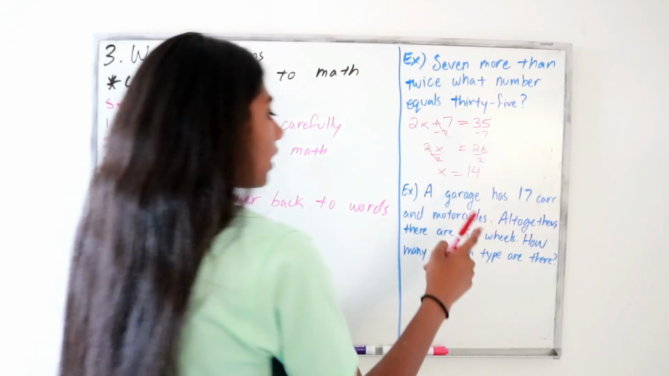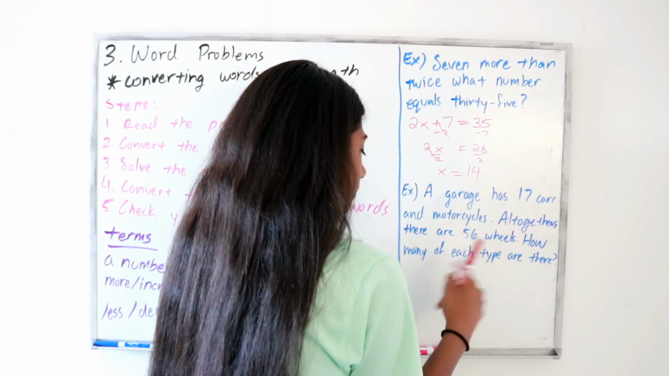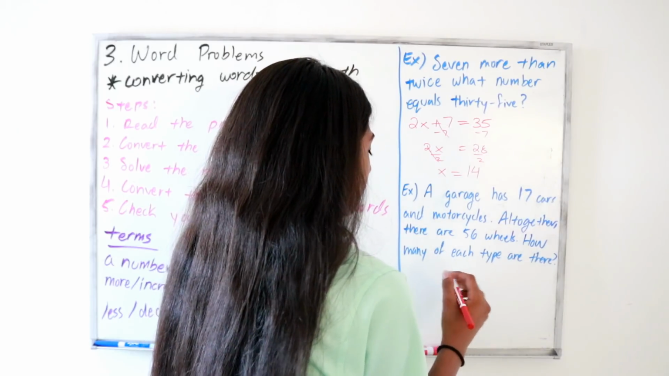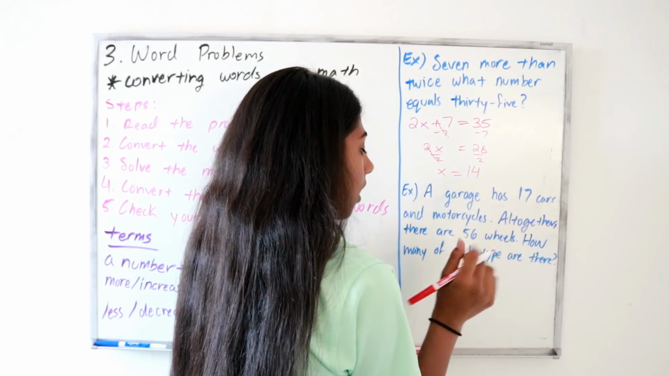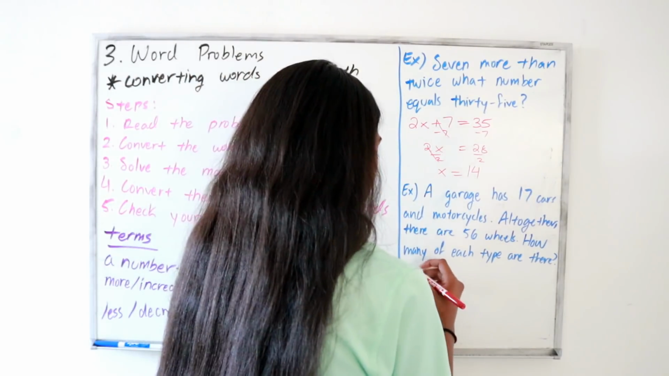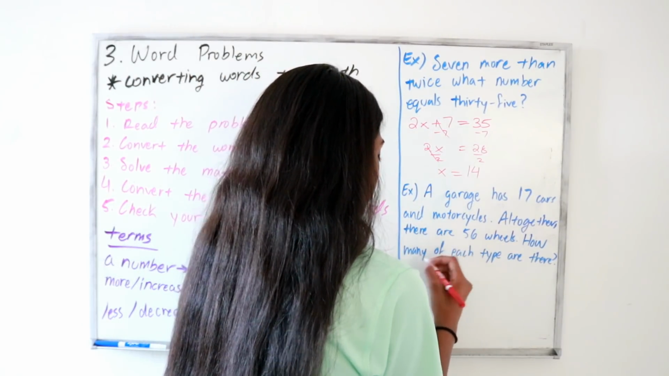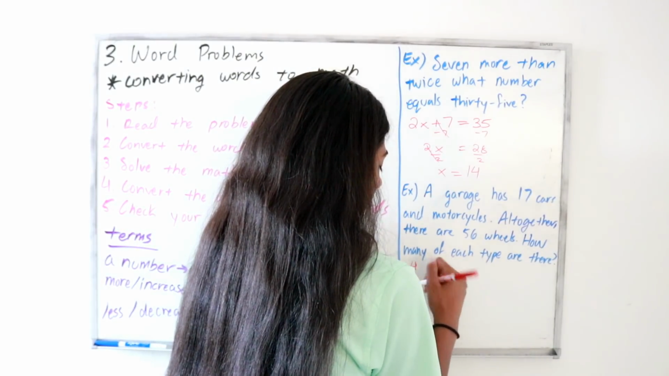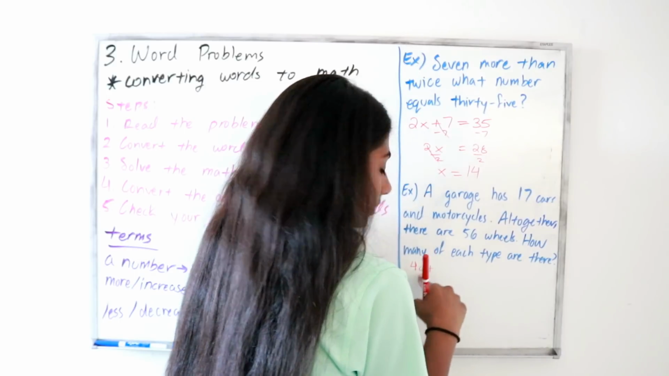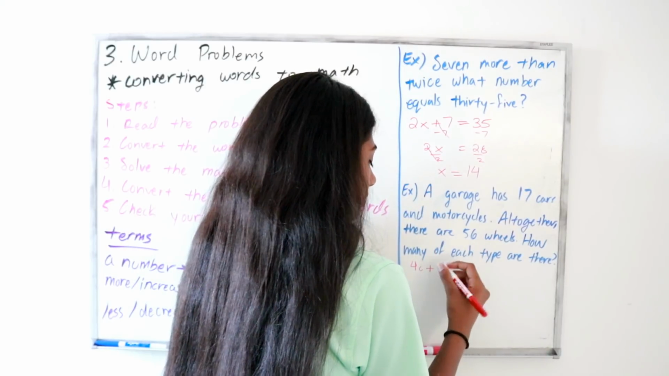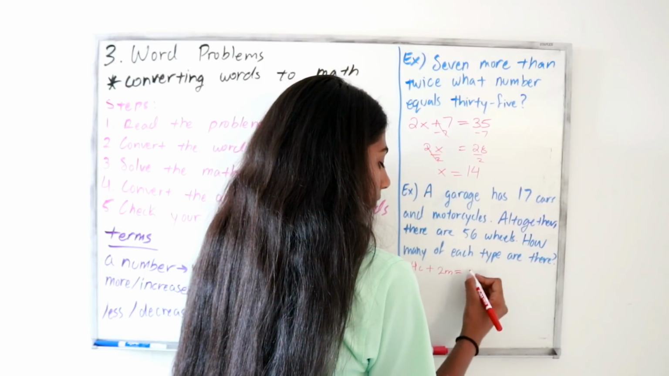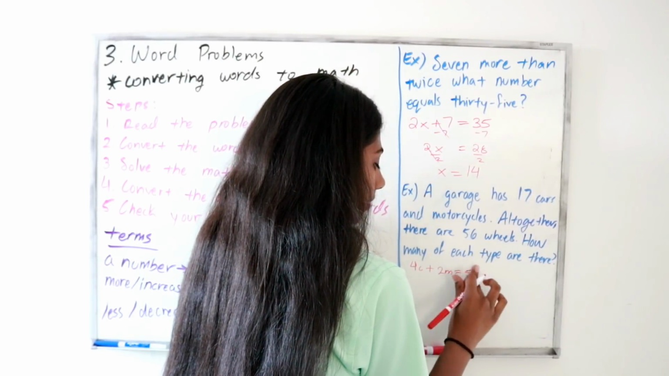Next, a garage has 17 cars and motorcycles. Altogether, there are 56 wheels. How many of each type are there? So first thing you know is that a car has 4 wheels and a motorcycle has 2 wheels. So you're going to write that. And we know that there's a total of 56 wheels. Since every car has 4 wheels, we're going to do c for car, and every motorcycle has 2 wheels, so 2 times m for motorcycle. We know that that's going to equal 56 wheels in total when you add them up.